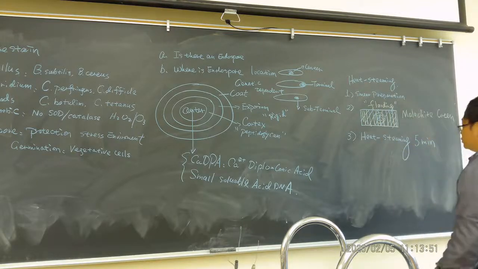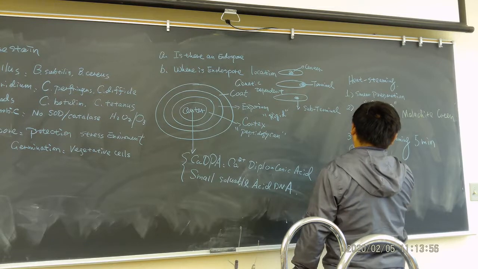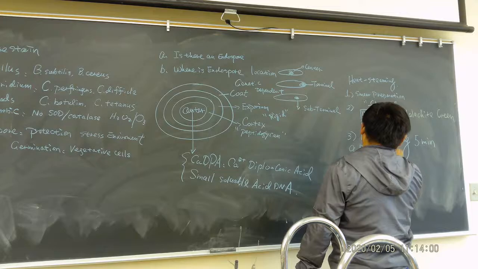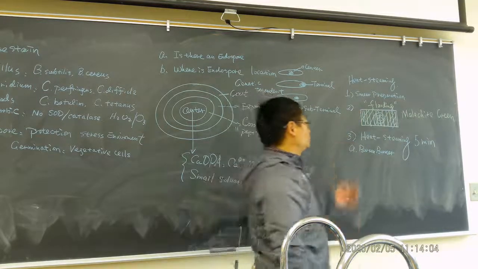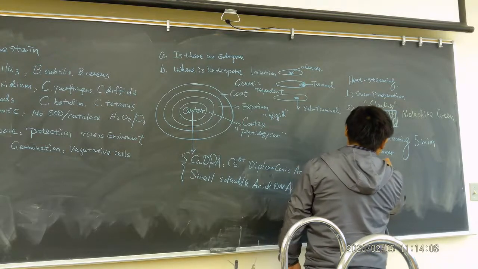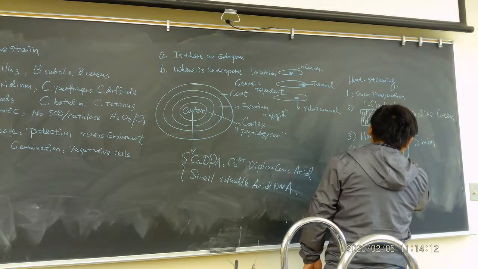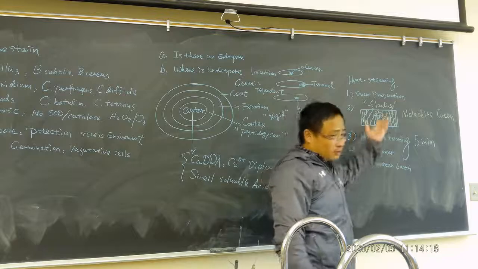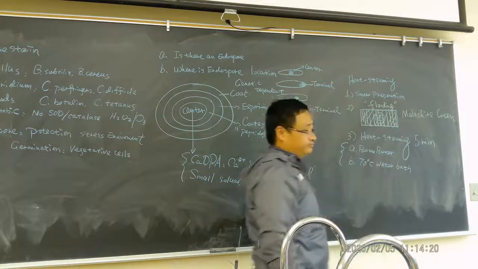There are 2 ways to do it. One way is using a Bunsen burner, back and forth on the surface. I'll show you how to do it. The second is using a 70 degrees Celsius water bath. So one is heat steaming on the surface, and the other is heat steaming on the bottom. We tried both in the lab, and both work very well.